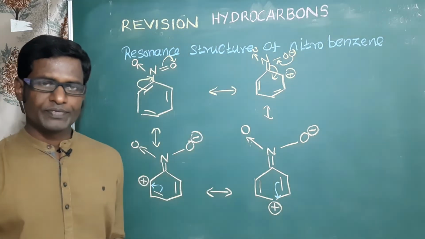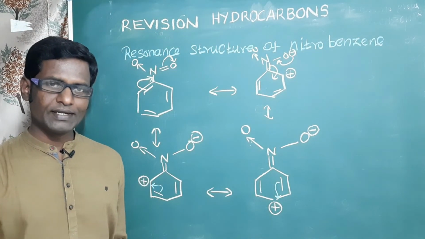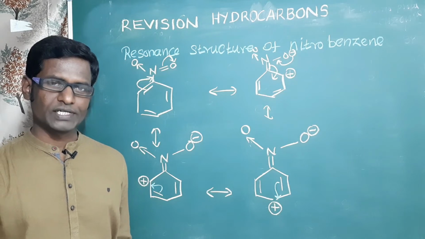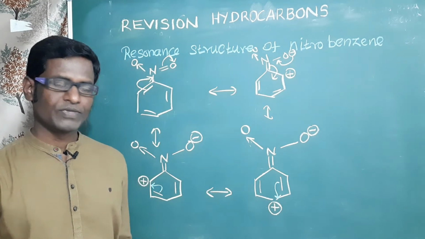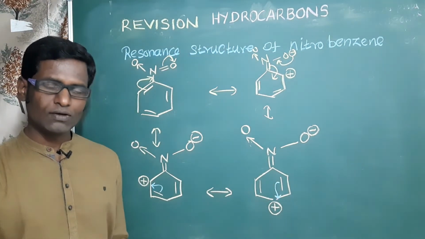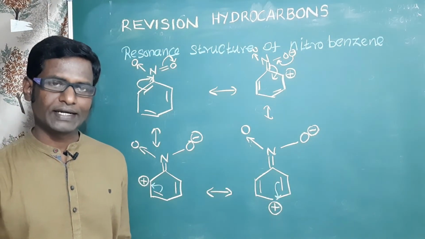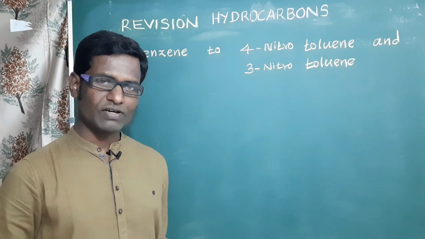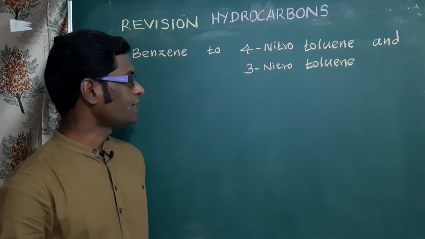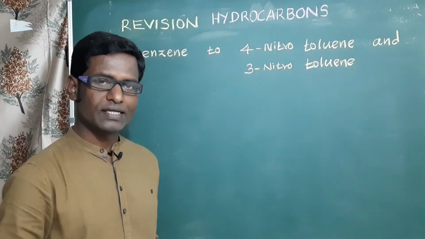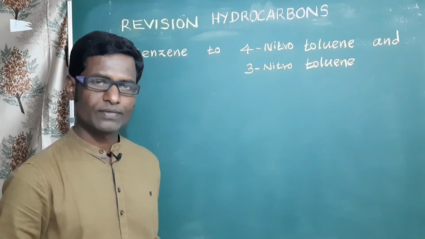So conclusion, electron density decreases in ortho and para position, incoming electrophile oriented towards meta position. So these deactivating groups are called meta directing groups. Next conversion, benzene should be converted into 4-nitrotoluene, another one is 3-nitrotoluene.